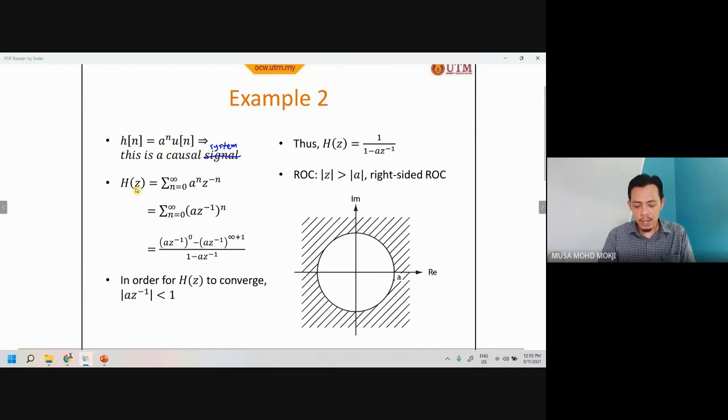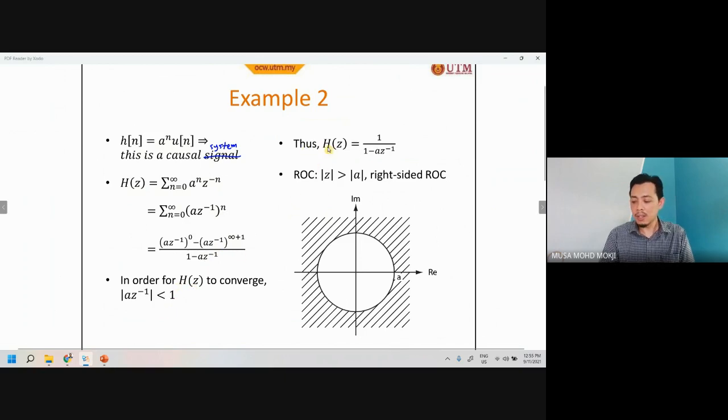Then we compute H(z), do the summation, and multiply with z to the power of minus n. This is the formula for H(z). And then you will get this one. This is a common ratio, and then we check the common ratio. We need to make sure that this doesn't give us infinity. To do that, you need to have the absolute value of a z to the power of minus 1 less than 1. So we have done this.